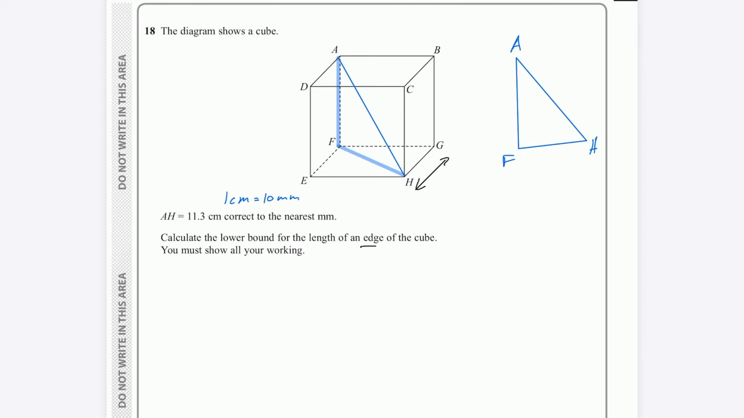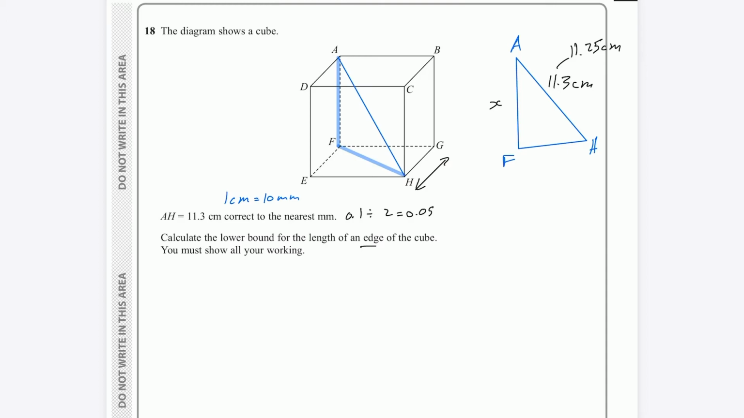So we're going to call this, like I said, x, because every edge on this cuboid has the length of x. We know that A to H is 11.3 centimeters. And then the lower bound of this is going to be 11.25 centimeters. So we're going to have 0.1, divide that by 2, which is 0.05, and we're going to subtract that.